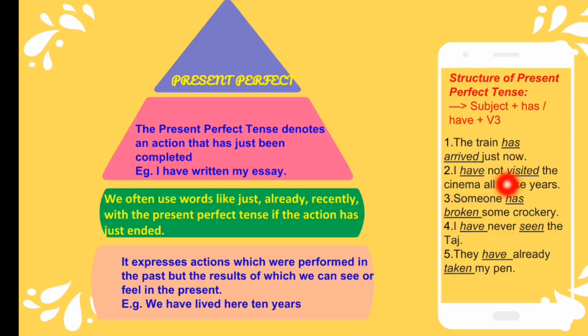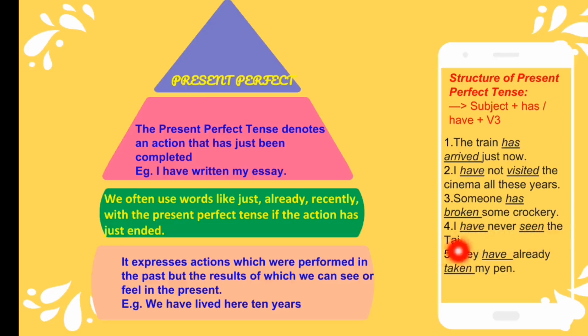I have not. It's a negative sentence. So, I have is a perfect tense, right? Have or has plus V3, visited is the V3 form of the verb. Then, someone has broken some crockery. Someone has broken, has plus V3. I have never seen the torch. Along with I, we have to use have, not has. I have never seen, have seen. This is V3, has or have plus V3.